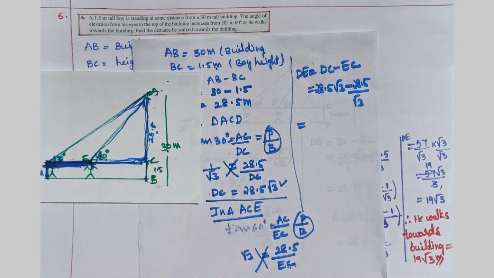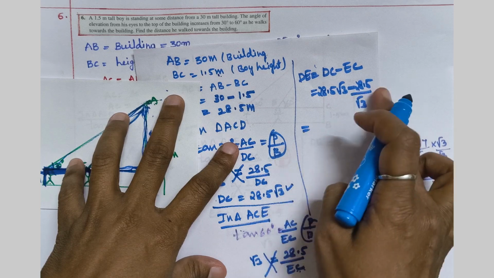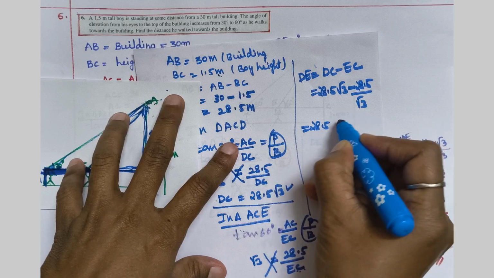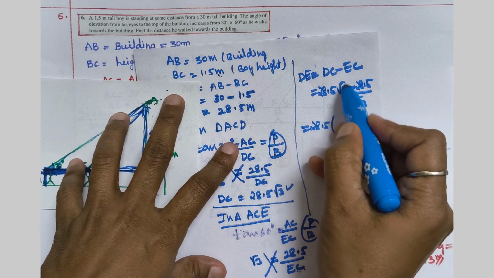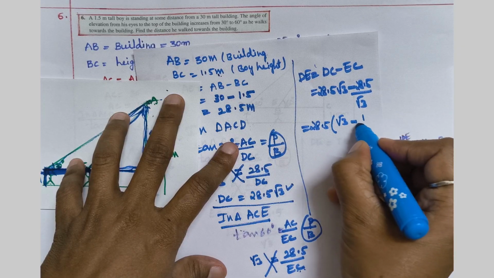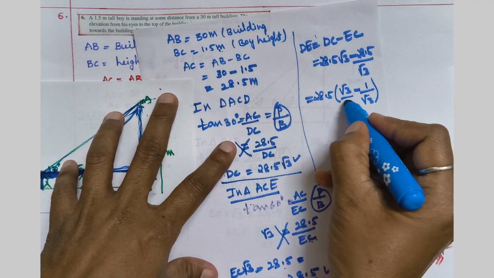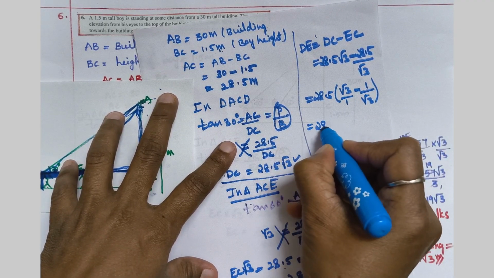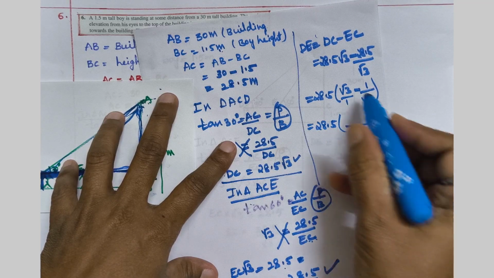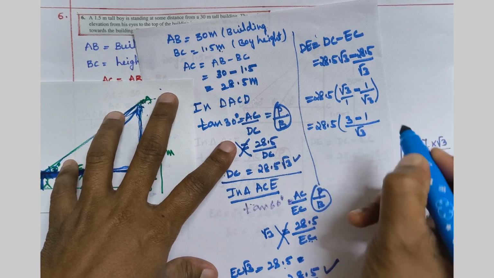Now carefully observe. What is common here? In 28.5 root 3 minus 28.5 by root 3, 28.5 is common. Inside, root 3 remains, minus 1 by root 3 remains. Now do the LCM. Root 3 is the LCM, so root 3 into root 3 is 3, minus 1.